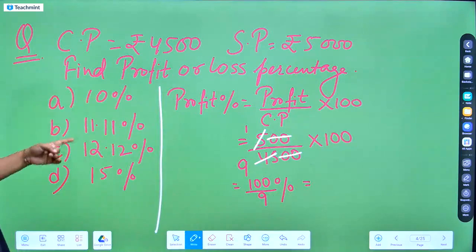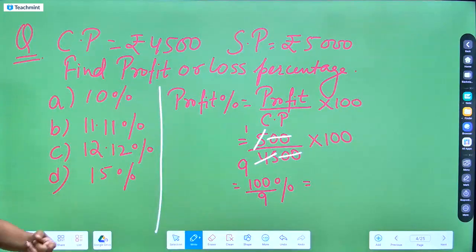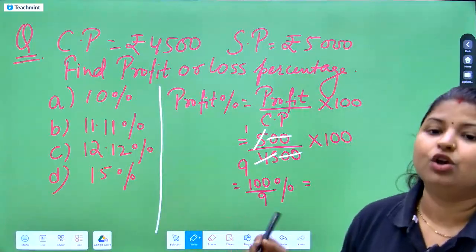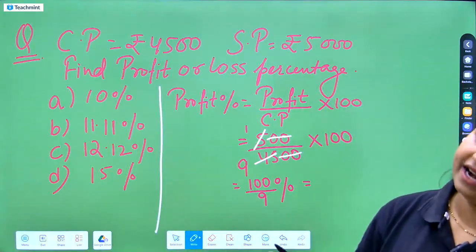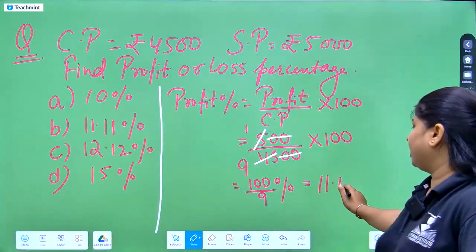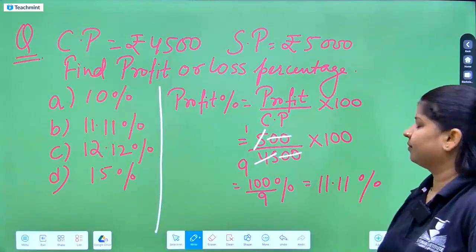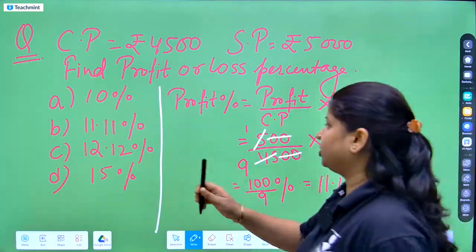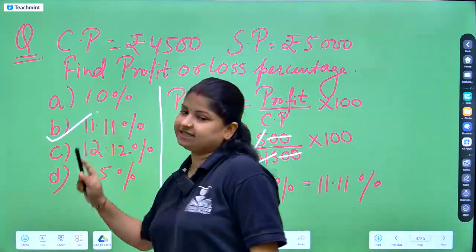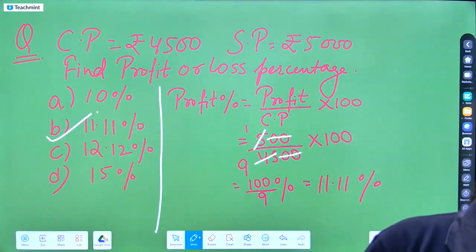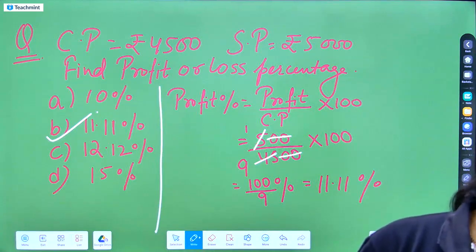But here I don't have 100 by 9%. So what you will do? You will divide 100 by 9. When you divide 100 by 9, you will get 11.11%. 11.11%. That is option B. You can divide and see. Divide 100 by 9. You will get 11.11%. Anyone, any doubts? Do let me know.